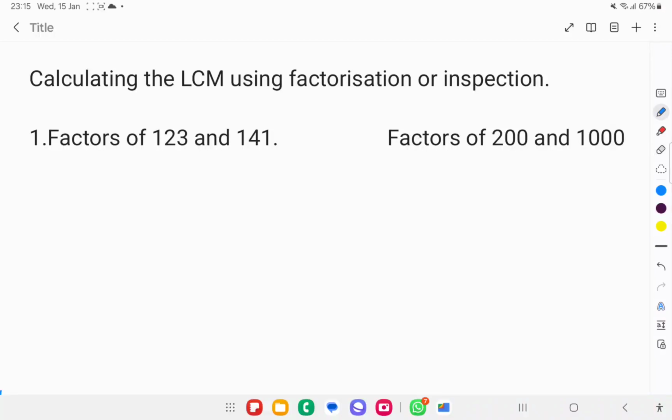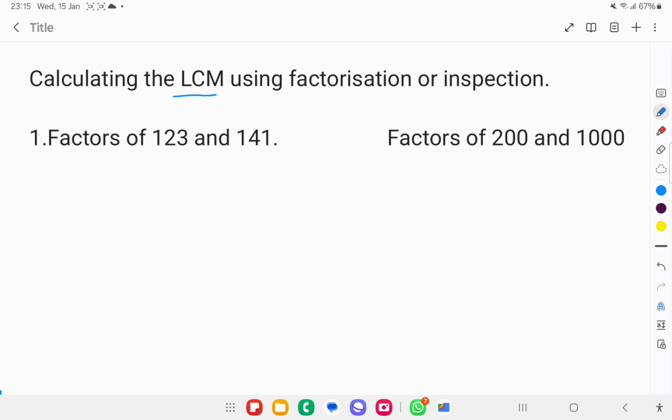This is Isaac, and today's subject is all about calculating the lowest common multiple using factorization or inspection. Now, just to recap, what is a lowest common multiple?